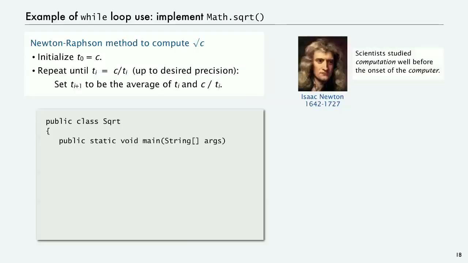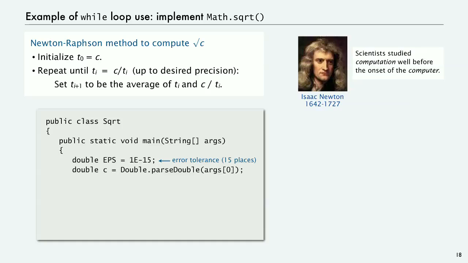Let's look at what the method looks like. It's just implementing in code, using a while loop, this basic iteration of Newton's method. We take a variable epsilon, or capital EPS, say 15 places. We have a computer, might as well let it run and get us a nice accurate answer. We take the number that we want the square root of from the command line, as a double, and that'll be c. We start our variable t at c, and then we just continue with a while loop.